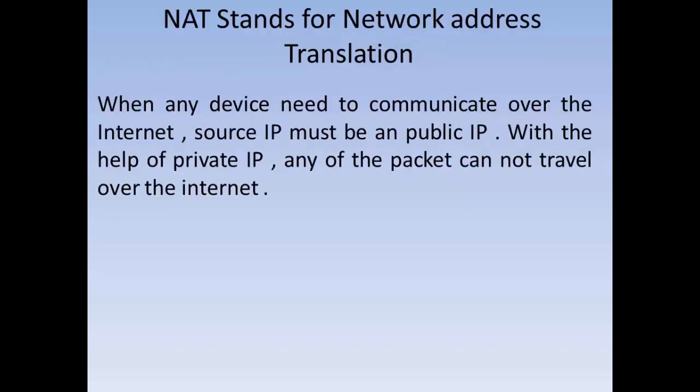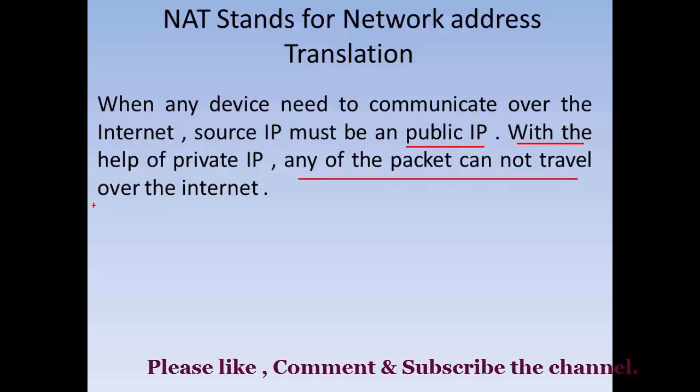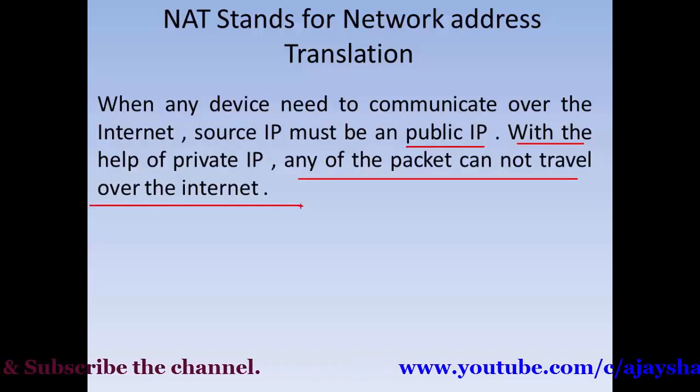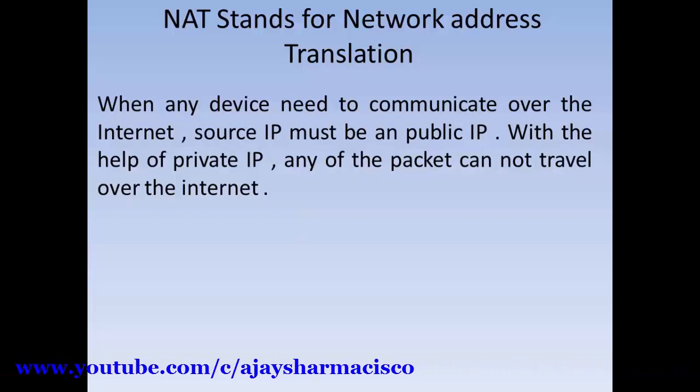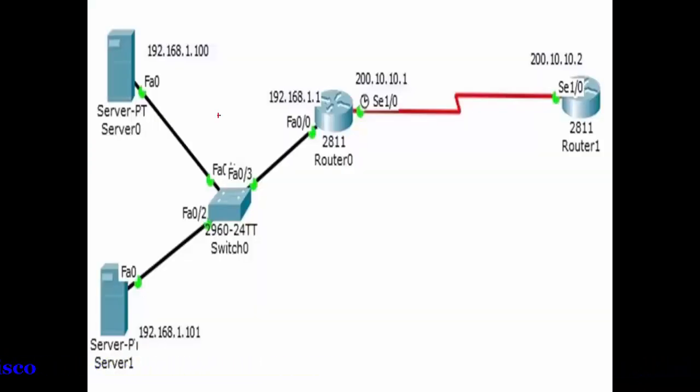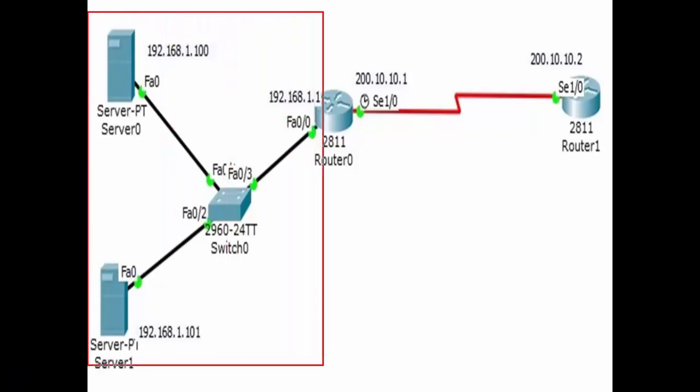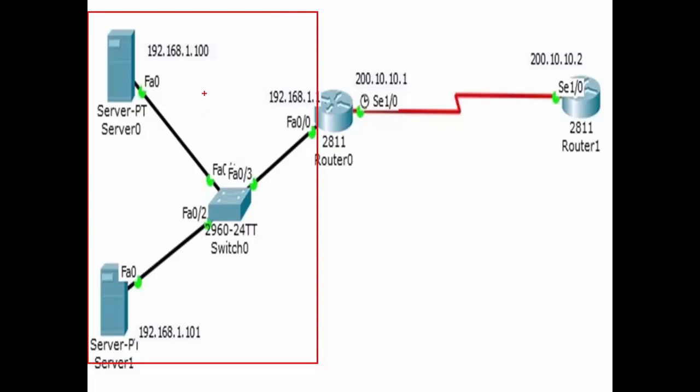So when we need to communicate over the internet, the source must have a public IP. With the help of a private IP, a packet cannot travel over the internet, as I have explained in my last video. Like in this topology, I have configured all the private IPs up to this network, where I communicate in my local area network.